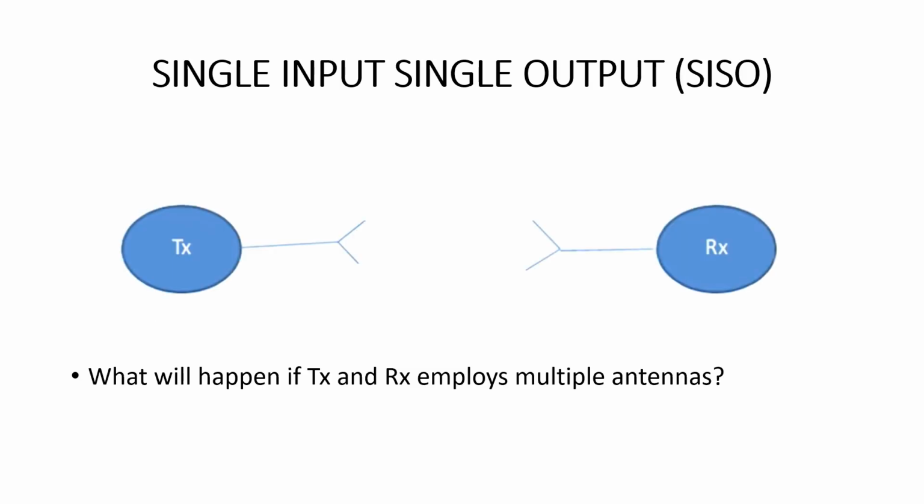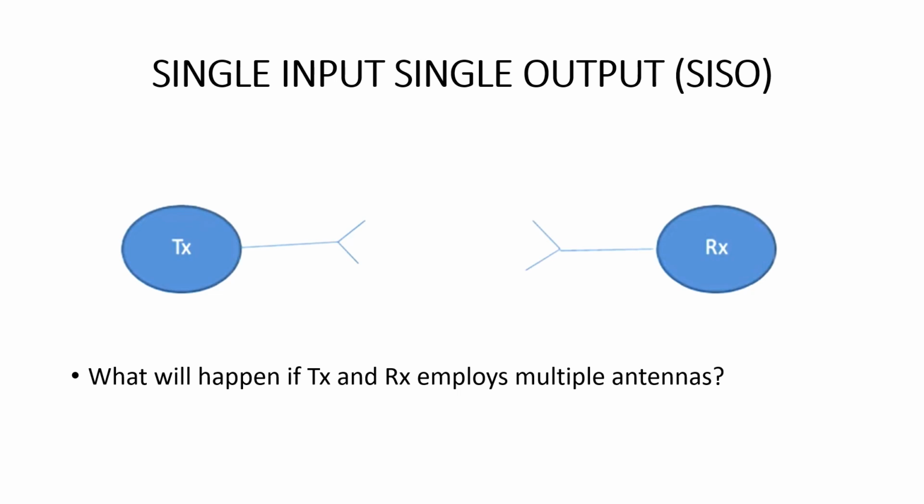Coming to single input, single output, we have a single antenna connected at the transmitter and a single antenna connected at the receiver. Whatever signal is transmitted by the transmitter, a single version is transmitted by the single antenna, captured by the single receiver antenna, and given to the receiver for its propagation.